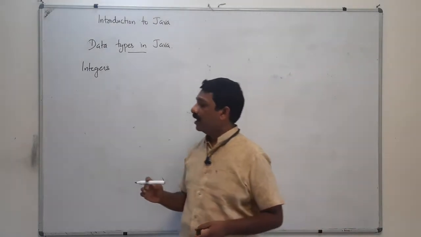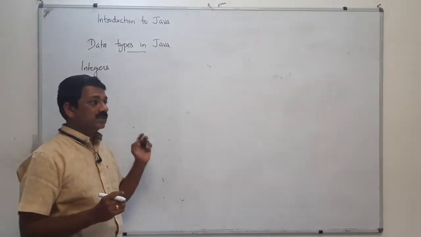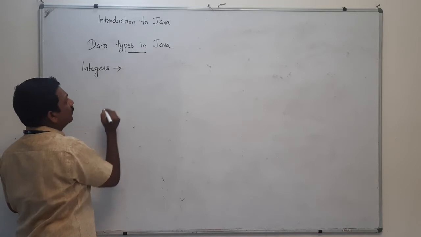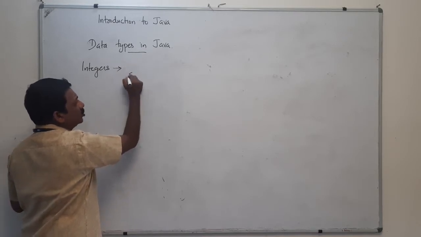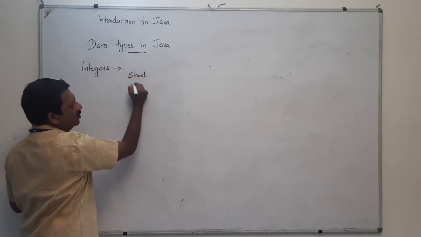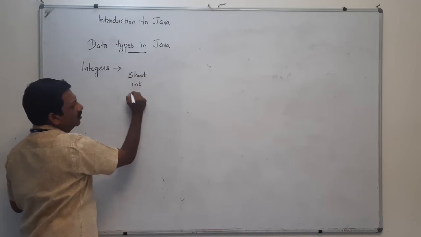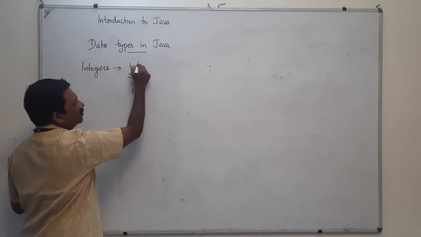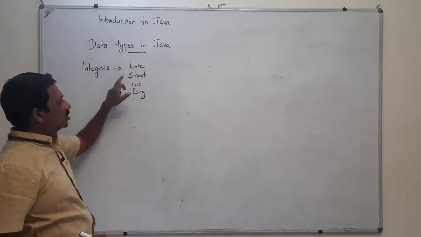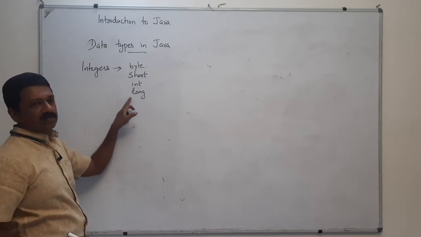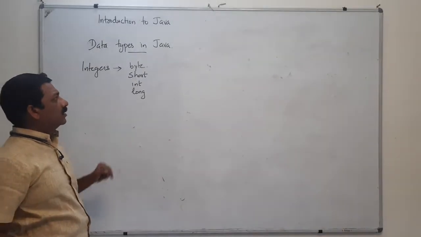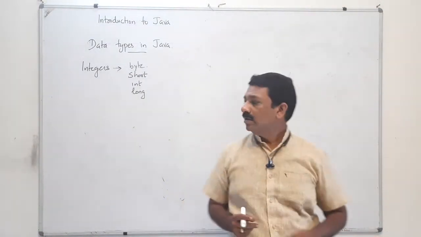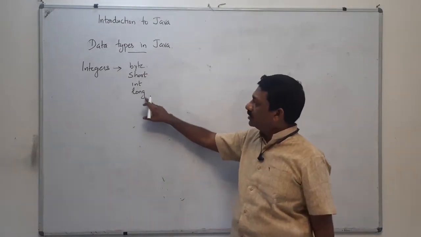And mainly in Java we have four types of integers: short, int, long, and byte. Byte, short, int, long. All these are integers, and what is the difference between these?